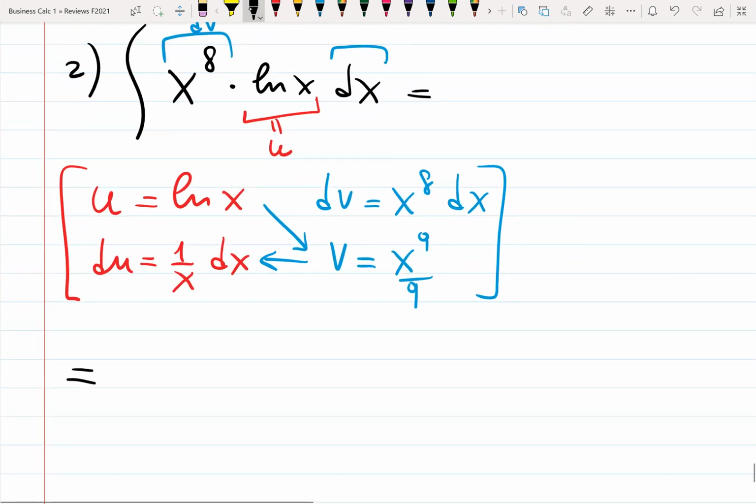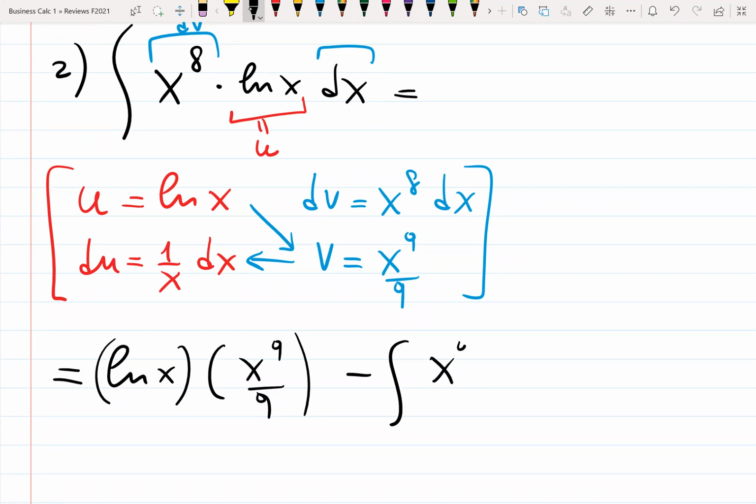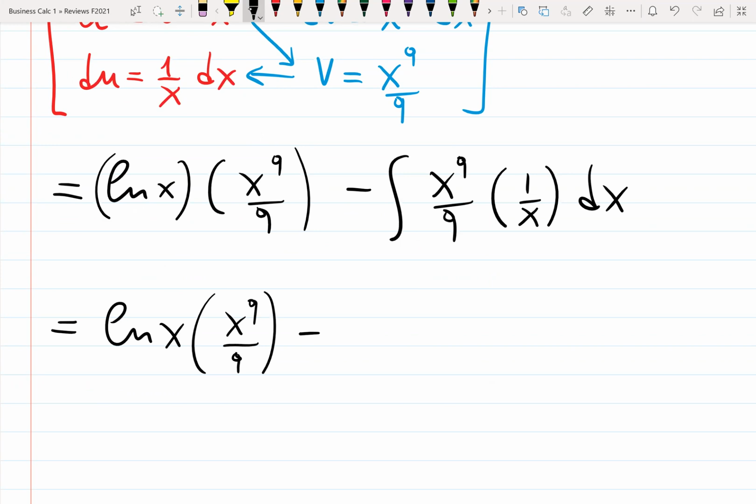x to the 8 times natural log becomes ln x times x to the 9 over 9 minus the integral of the bottom part: x to the 9 over 9 times 1 over x dx equals. The first piece is already done, ln x. You can even keep it as it is and start typing it in your solution. The second part has to be integrated.